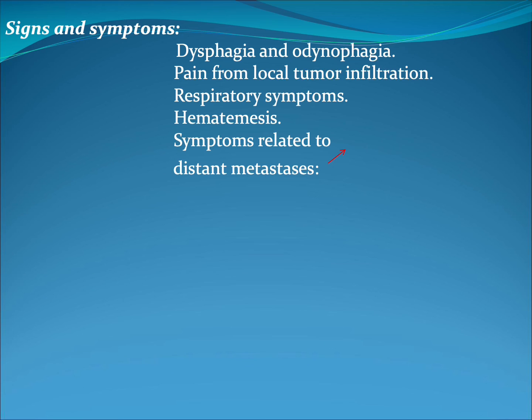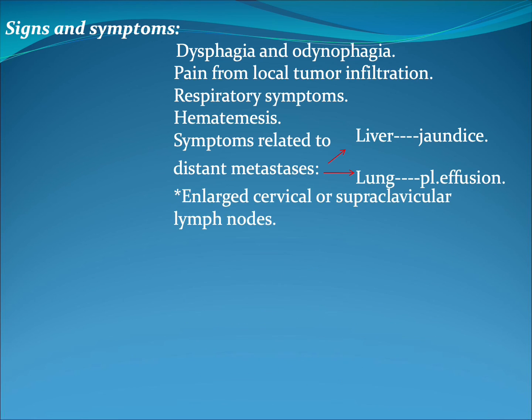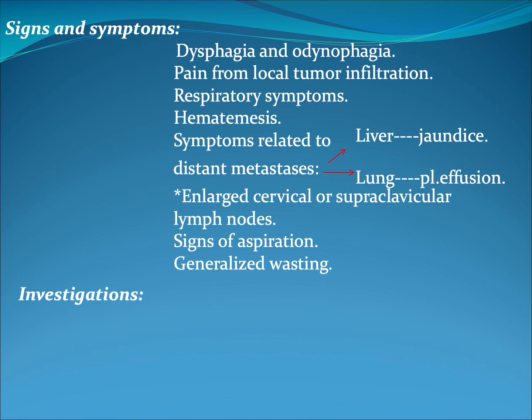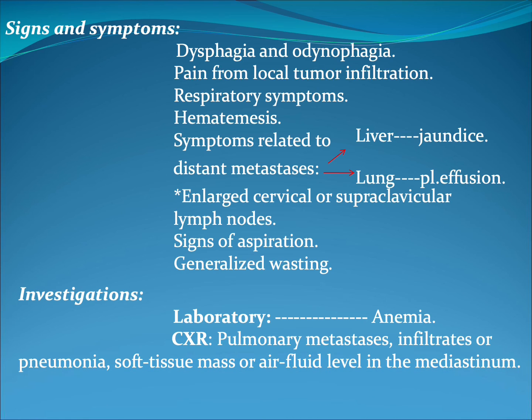There could be manifestations of distant metastasis and advanced disease, like jaundice in patients with liver metastases, or pleural effusion. Also there will be enlarged cervical and supraclavicular lymph nodes, and the patient will have weight loss and cachexia later on. Laboratory investigation will show anemia, and a chest X-ray will show either pulmonary metastases or pneumonia from recurrent aspiration.